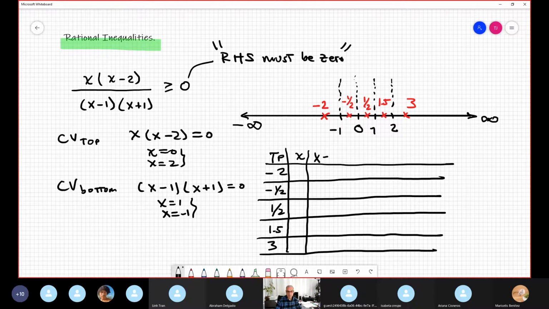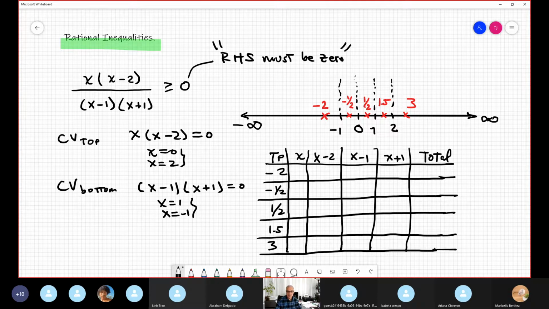x minus 2, x minus 1, x plus 1, and they attach 1 extra column, que es in which I summarize the signs. Super easy. And little by little, you fill out this table under the signs. I don't care the value, I care the sign.